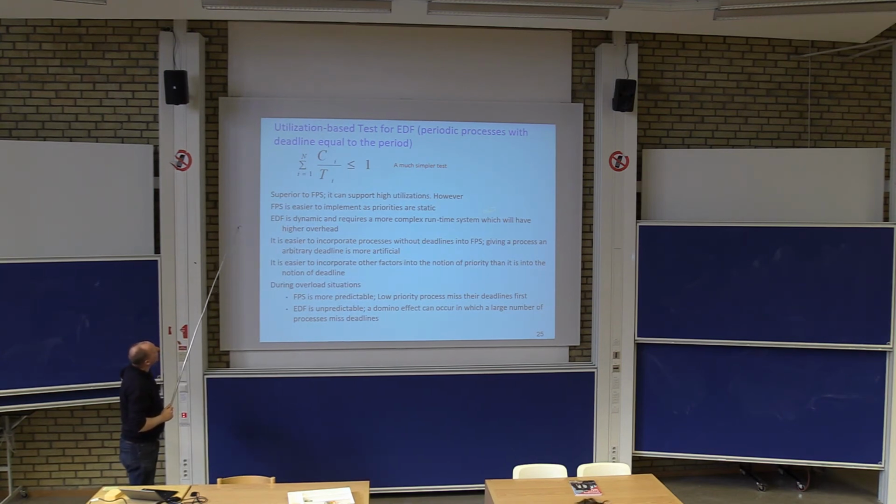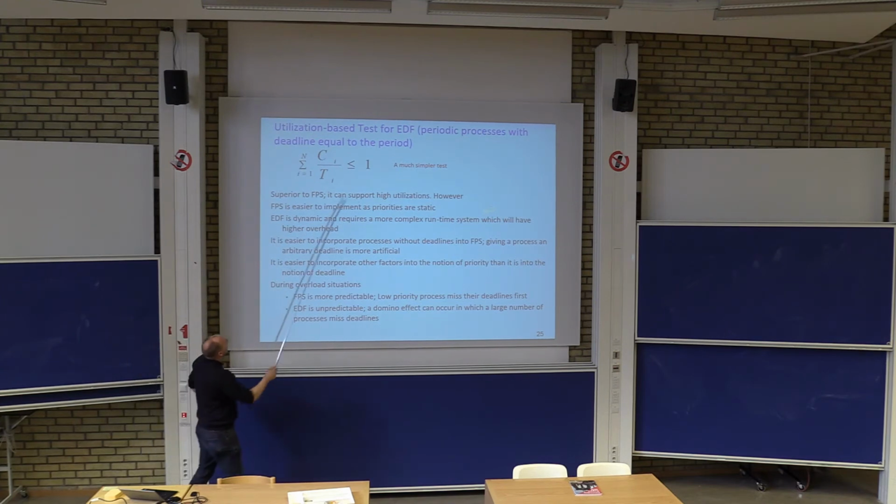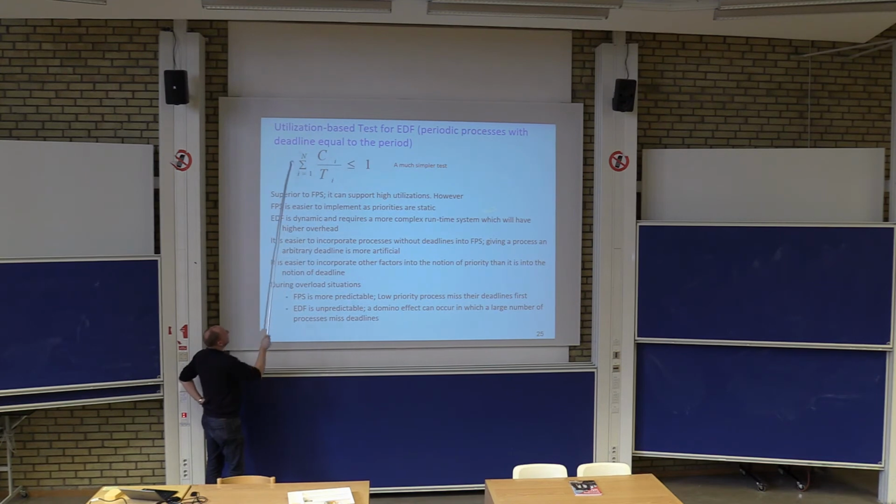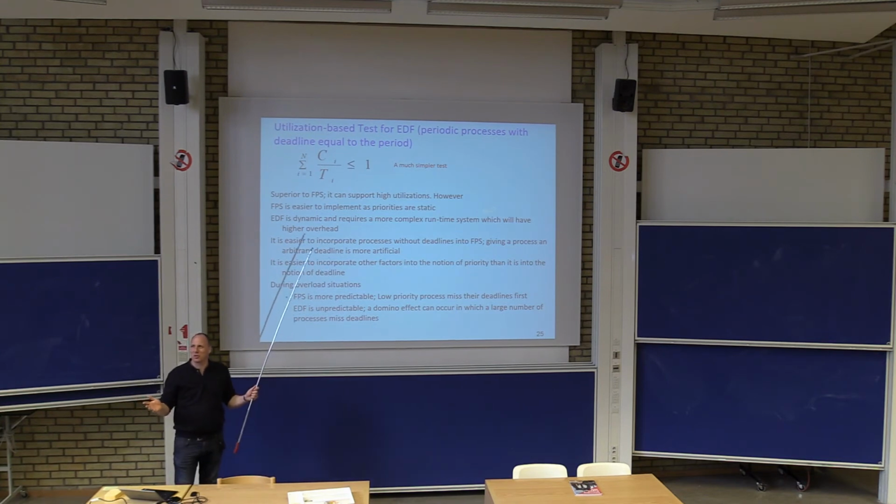And so this is called earliest deadline first. This principle is based on the idea that you always choose the task with the closest deadline for execution. Under the assumption that you have periodic processes with deadline equal to the period, if the total utilization is less than 1, meaning that if you use the processor less than 100% of the time, then you will actually meet all the deadlines.